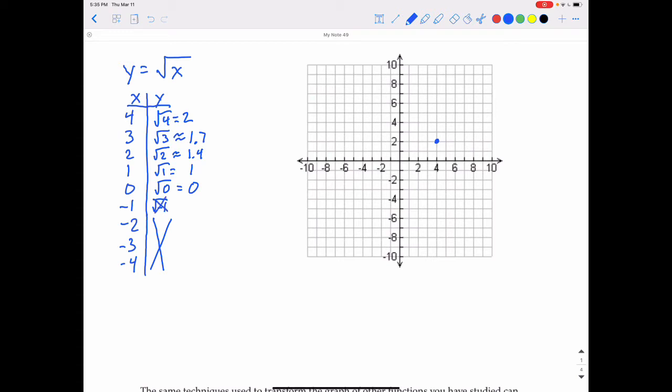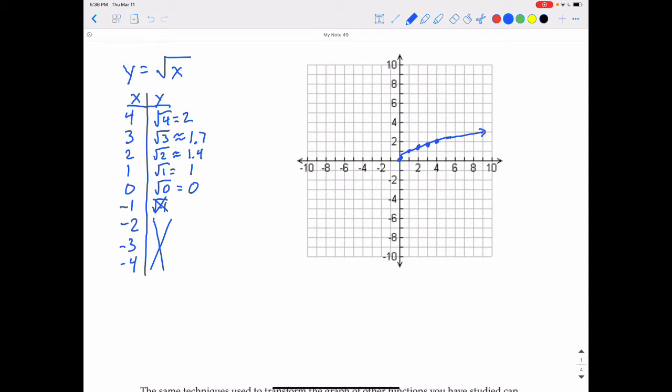So the only points that we have to graph to create our graph will be that 4, 2 we've already graphed. We've got over 3 up 1.7. That is roughly right here. 2, 1.4. That's about, right about here. And then 1, 1. And then 0, 0. So our graph looks like this, starting at 0, 0, and goes up, and it is starting to level out roughly like that, and it continues to get flatter and flatter the further to the right that it gets.